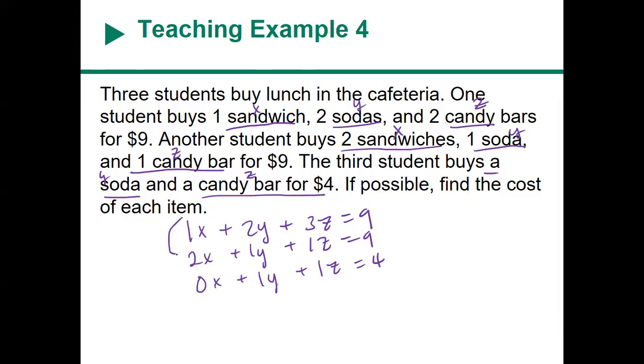What you guys are calculating is the cost of a sandwich, a soda, and a candy bar. Is 5 to 6 minutes fair for y'all to practice? My hint to you is go with what's the easiest to eliminate or substitute. All right, and I'm going to pause.